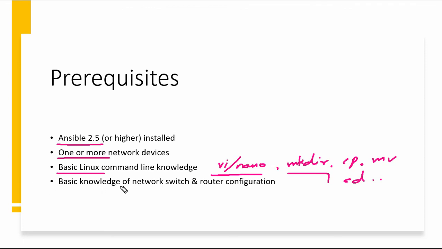And the next point, which is very important: since we plan to work on Ansible for networking, it is absolutely mandatory that we know what networking is and how network switches and routers are going to be configured.